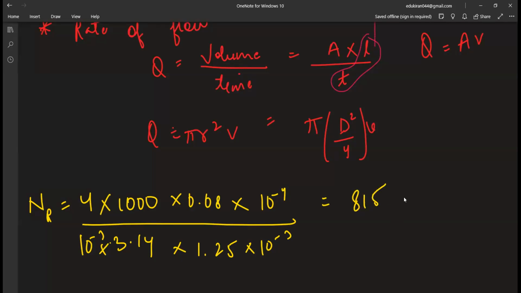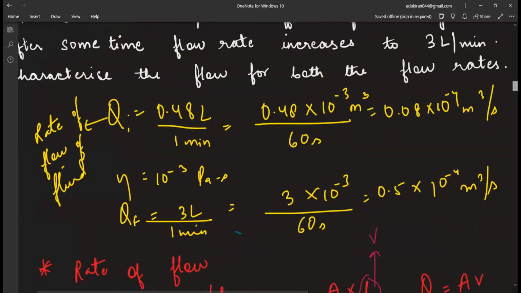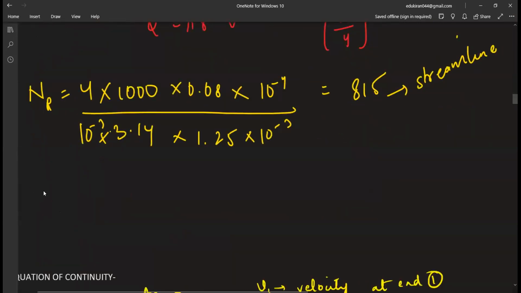Just check the calculations once again. This is less than 1000, so you can say this flow is streamline. All right, this flow is streamline, initial flow. Then you will calculate the same thing for the final one. Same thing, Reynolds number for the final flow.